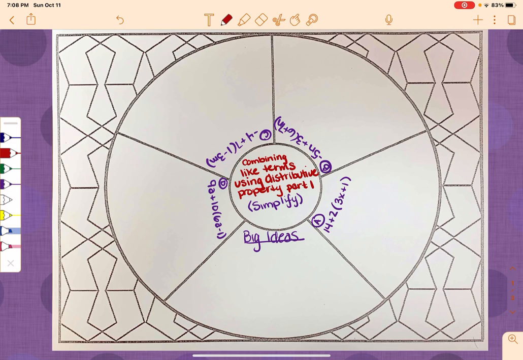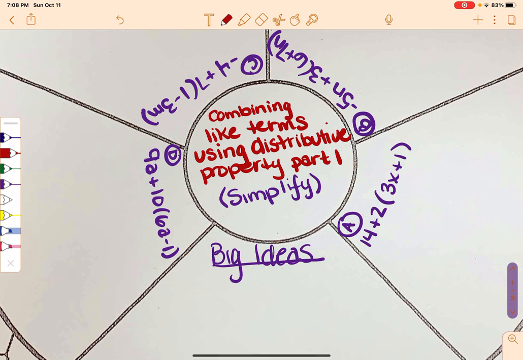Hi guys, today we're going to continue our conversation with combining like terms. But today we're going to start to use the distributive property. And the distributive property, I'm going to show you a couple examples, adds one little twist to what we're doing with combining like terms.